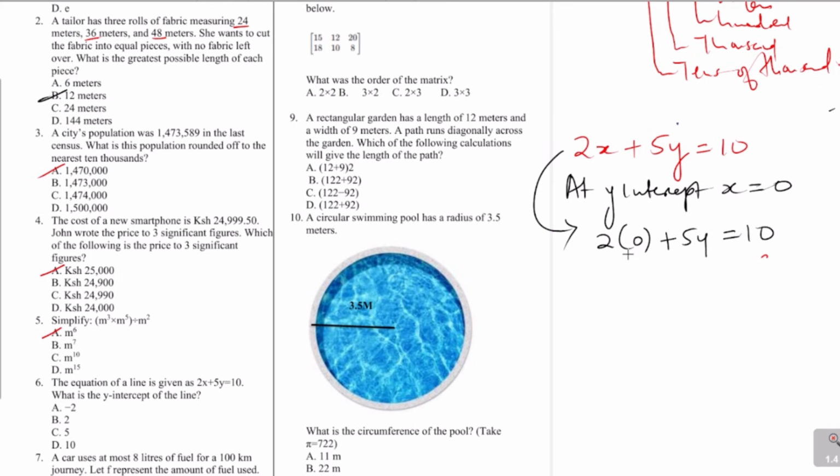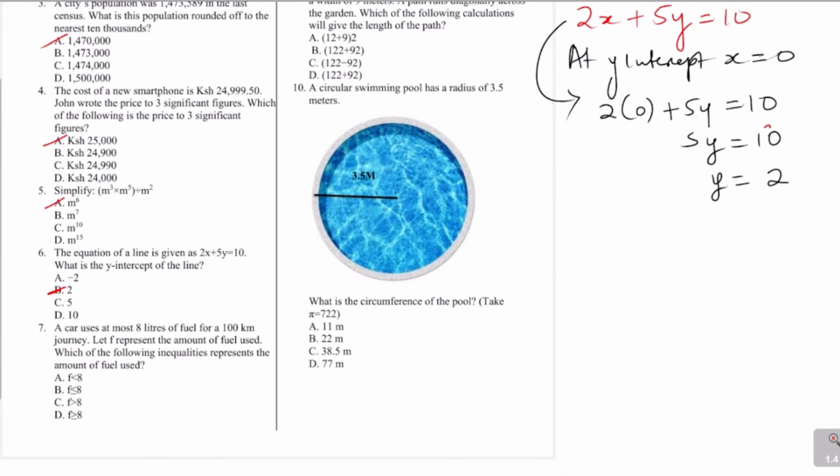And this will give 2 times 0, of course, that is 0. So 5y is equal to 10. So to get y, divide both sides by 5. You get y is equal to 10 divided by 5, which is 2. So therefore, the y-intercept is 2. At the y-intercept, don't forget that x is 0. We go to question 7.